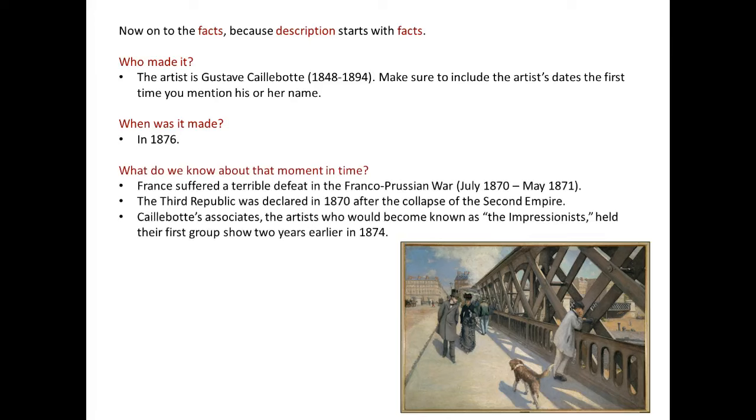What do we know about that moment in time? France suffered a terrible defeat in the Franco-Prussian War, July 1870 to May 1871. The Third Republic was declared in 1870 after the collapse of the Second Empire. Caillebot's associates, the artists who would become known as the Impressionists, held their first group show 2 years earlier, in 1874.